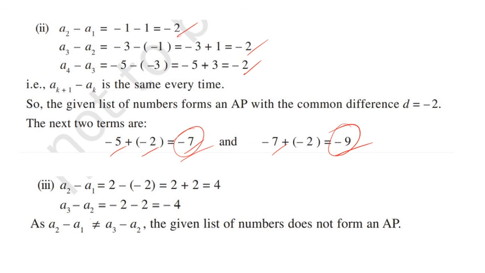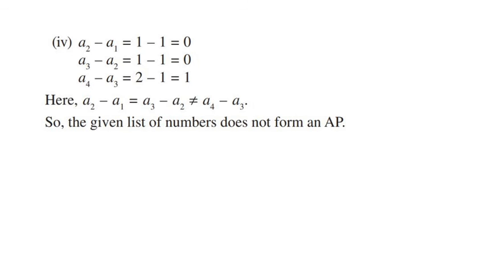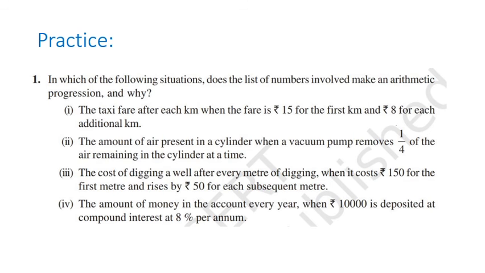Look at the third example, students. Here the common difference is 4, but here the difference is -4, so these values are not the same. So what we can conclude here is the given example is not an arithmetic progression. Fourth example, again we see that 0 is not equal to 1, so our example is not an arithmetic progression.